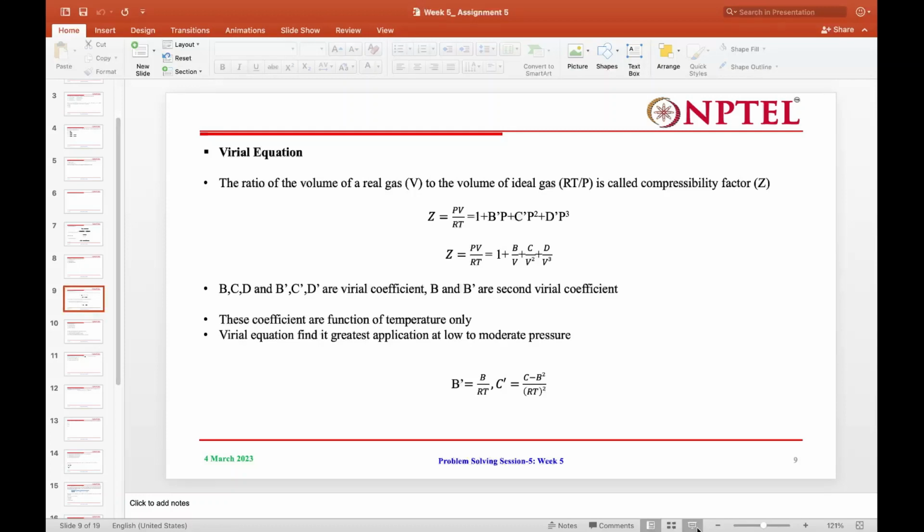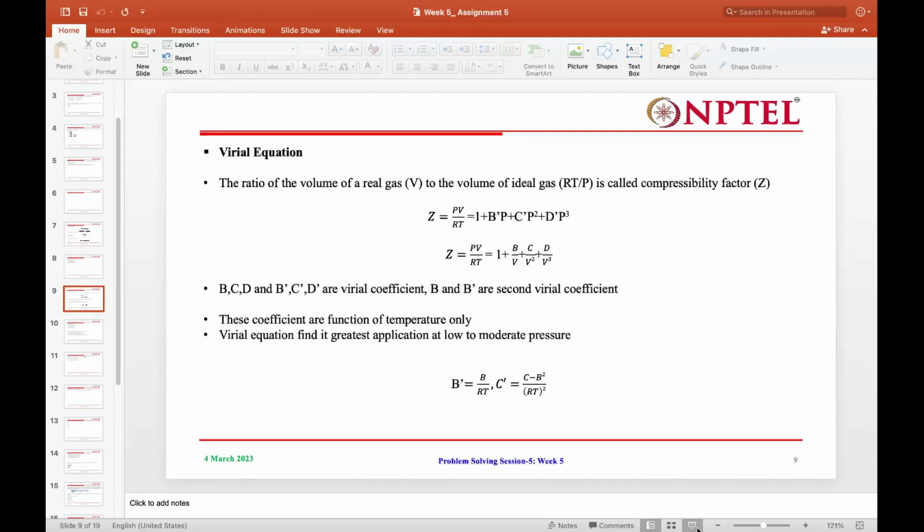Now question number 11: the parameters in the two parameter theorem of corresponding states are? The options are: reduced temperature and reduced pressure; compressibility factor and acentric factor; reduced temperature and acentric factor; reduced pressure and compressibility factor. Z is a function of TR and PR. So the solution of question number 11 is reduced temperature and reduced pressure.